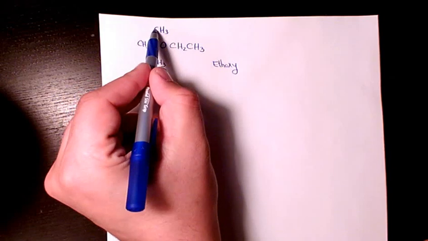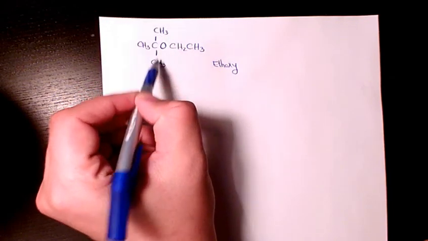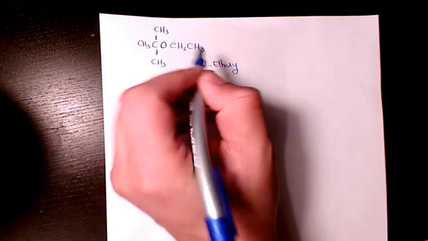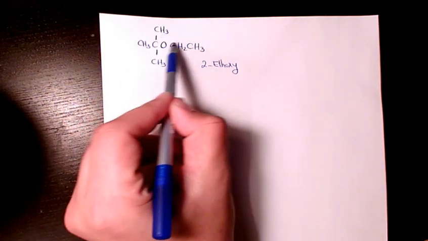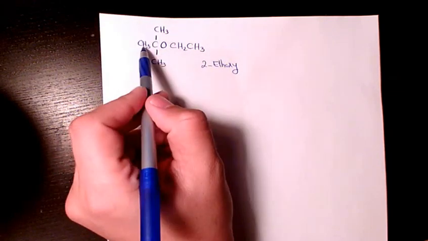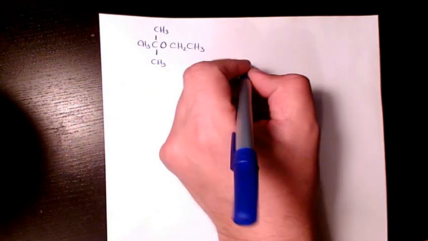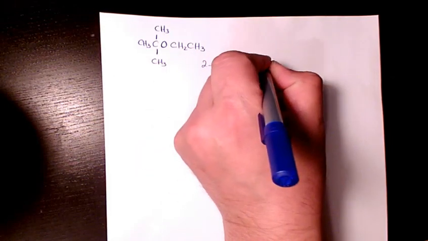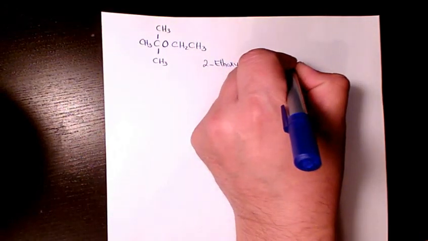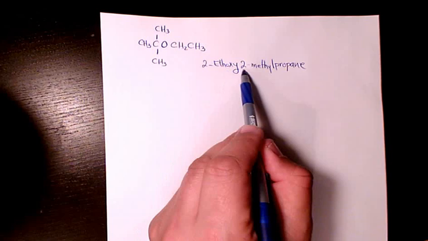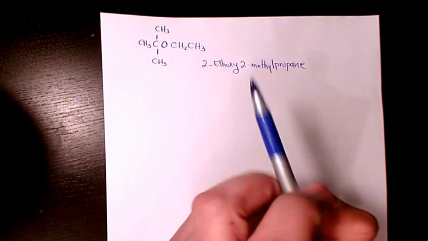And the longest one is going to be this one: 1, 2, 3. The ethoxy connects to the second one, so we have 2-ethoxy, and here we have 2-methyl, because the methyl connects to the second one. 2-ethoxy, 2-methyl, propane, because we have 3 carbon atoms. So 2-ethoxy-2-methylpropane. This is the IUPAC name.